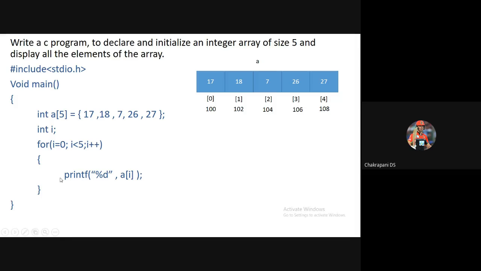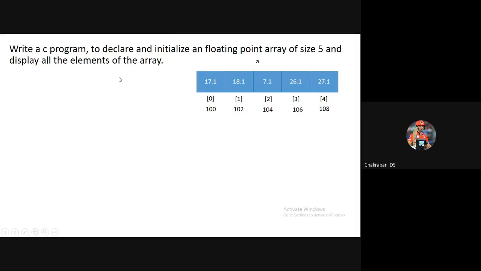To display all the elements of the array, we need for loop. Whenever we use for loop, we need a variable called I. Store I is equal to 0. You know why we are storing I is equal to 0? Because we have to start displaying elements from the first element of the array, and the index value of the first element of the array is 0. That's why. I less than 5, I plus plus. It will keep on displaying all the elements of the array. This is the first program of arrays.